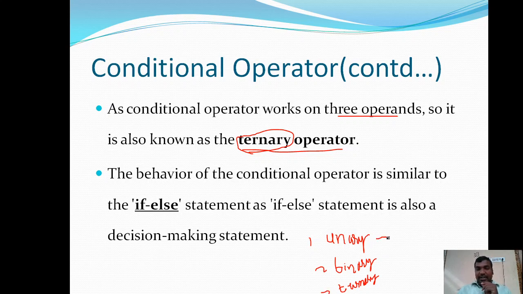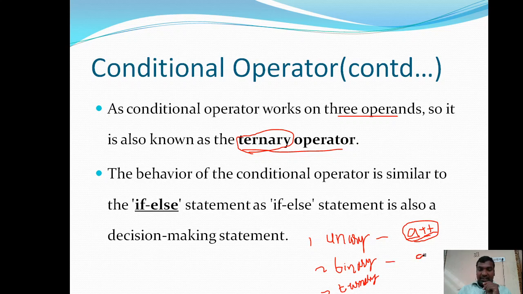In the unary operator, for example, a plus plus. Here plus plus is an operator, and this operator is used with only one operand. That operand name is a. So if the operator is used with only one operand in an expression, then it is called a unary operator. So here plus plus is a unary operator.